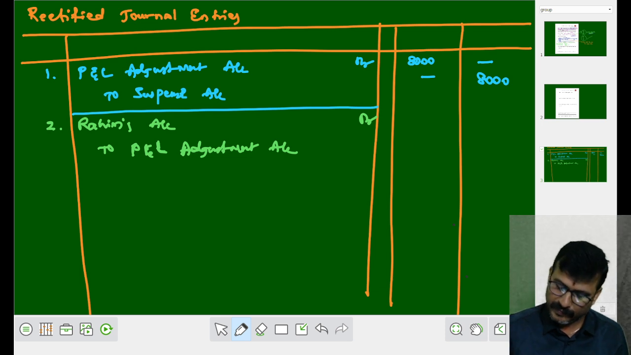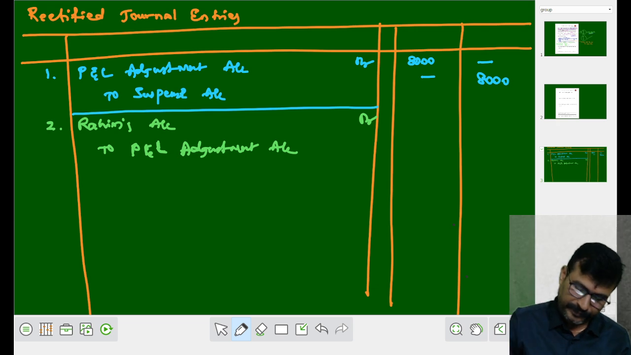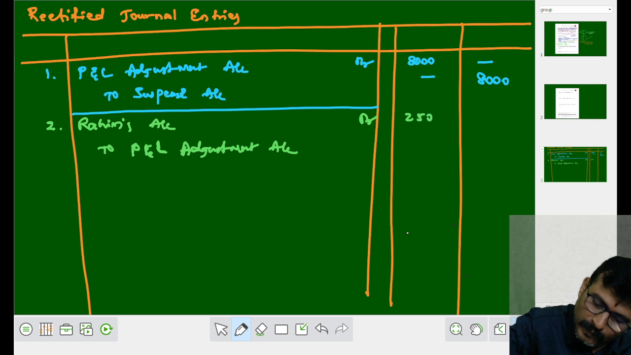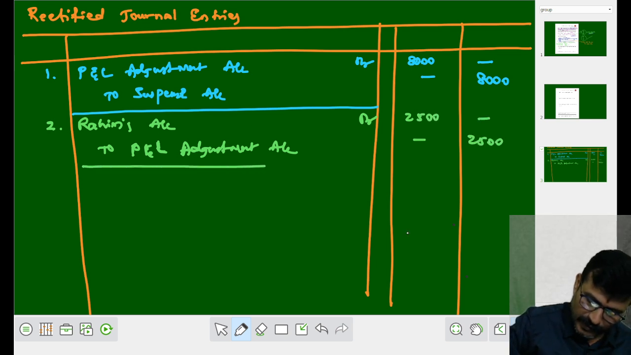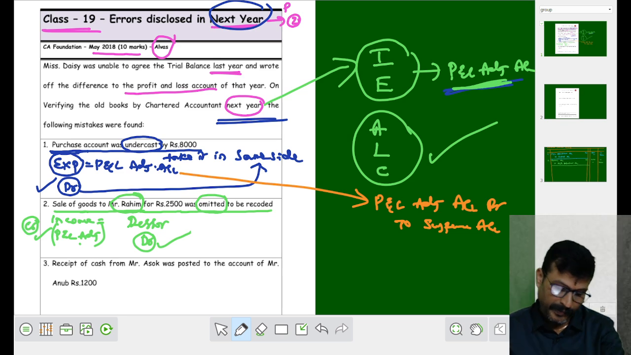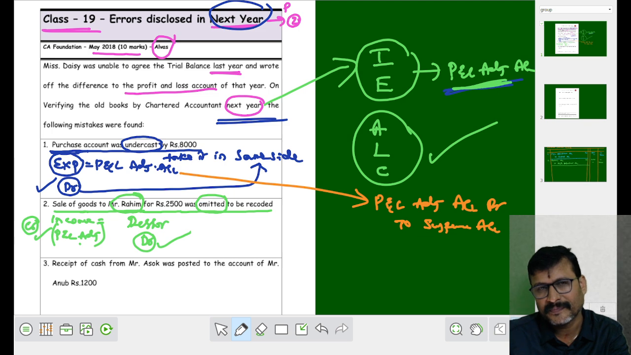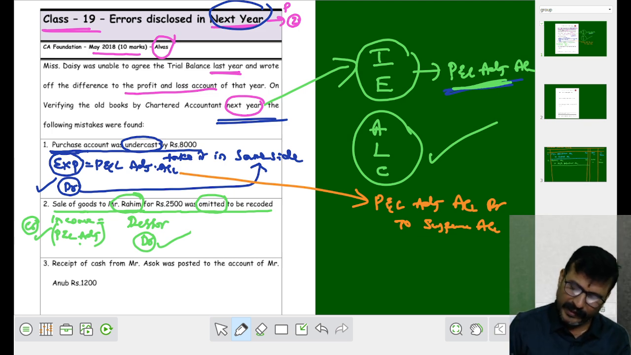Again the problem. Wait for a few minutes. Okay, I use a free hand to write. Now it's working. 2,500, dash 2,500. Now what might be your narration? Being sale of goods to Rahim is now recorded. Hai na? Then next.